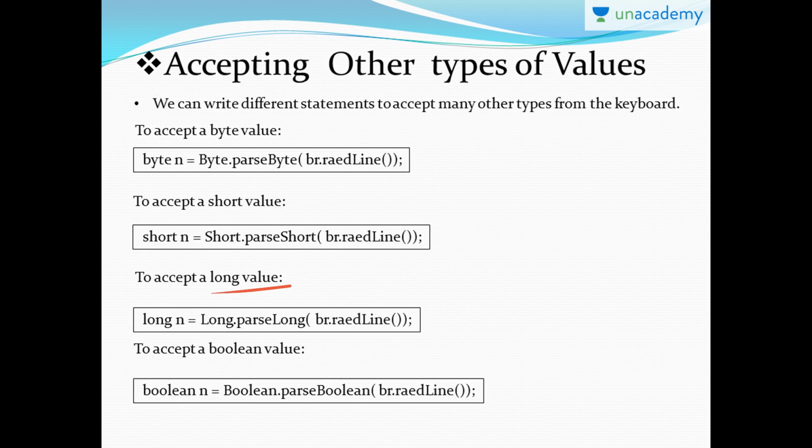If you have to accept long, you'll only be changing the data type here, for long and Long.parseLong, for boolean and Boolean.parseBoolean. If you have to take any other kind also, you'll be only changing data types here. Whatever desired data type you want, you change it here, and then you can read that particular data type's values from the keyboard.